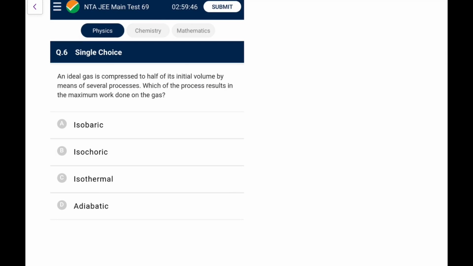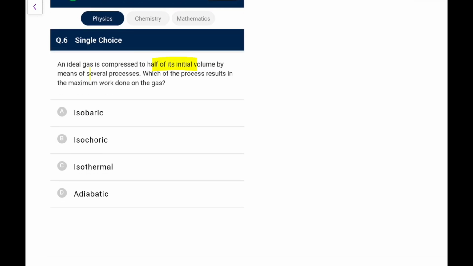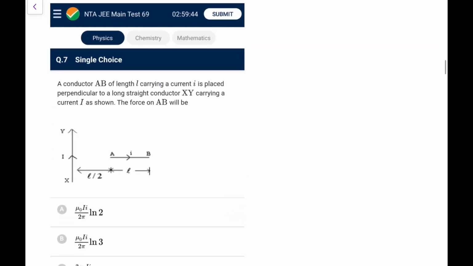Next one. An ideal gas is compressed to half of its initial volume by means of several processes. Which of the processes results in the maximum work done? So you remember, when it is compressed, it is something like this. Isobarically it would be like this, V0 to V0 by 2, let's say at P0. This is PV. Isothermally it goes like this, and adiabatically it goes like this, because the slope is more, the more pressure change happens. So the magnitude of the maximum work will be in the adiabatic process. You can check, the maximum area will be under the adiabatic one. Okay, you cannot change volume isochorically, so option B was just to fill up the options.